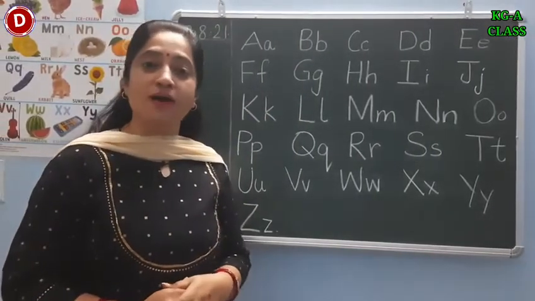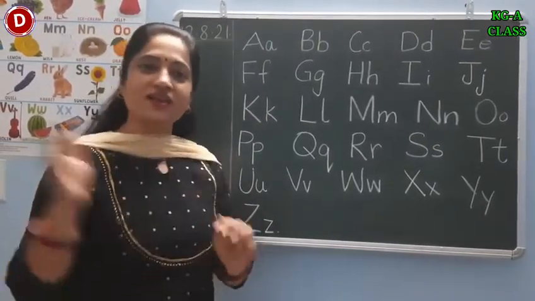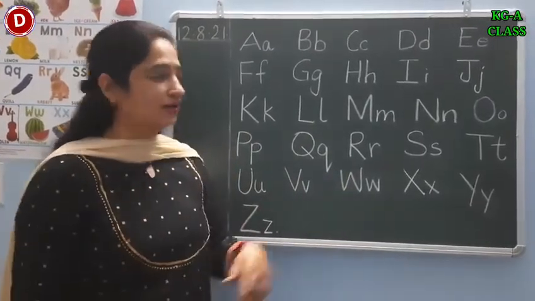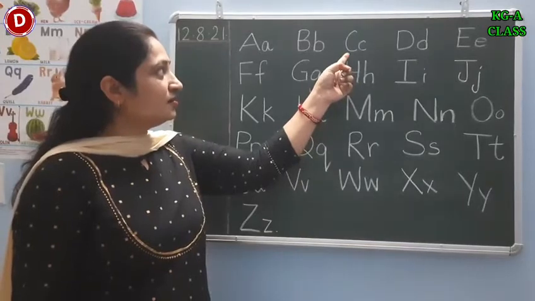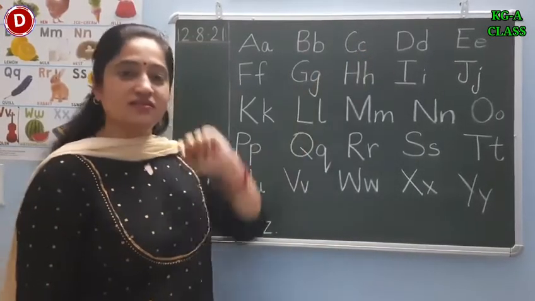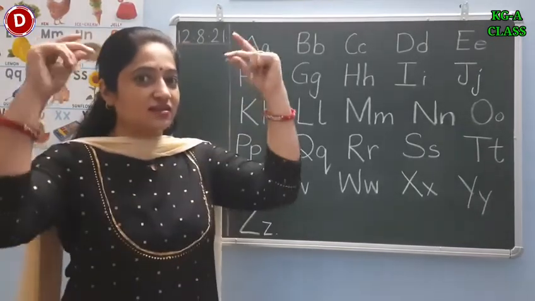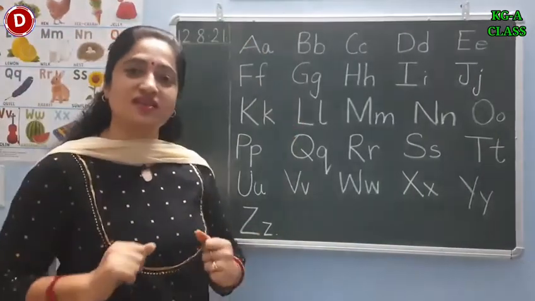B says B. Bring your bat and bring your ball to the park to play. B. Now comes C. This is capital C and this is small c. C says K. We are clicking castanets. K. So C says K.